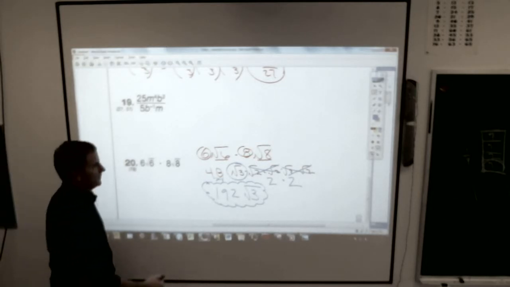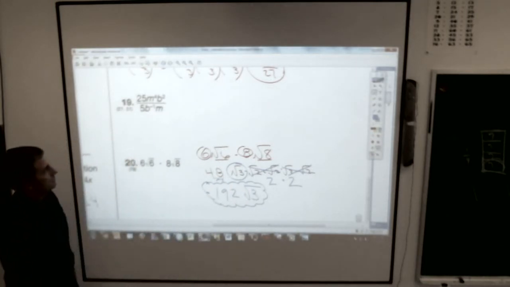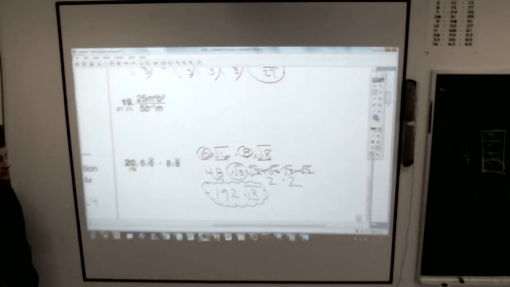Or you could multiply it and get 48 times the square root of 48, but you're still going to end up with the same thing. Break it down. Want me to do 19 right above it, or no?